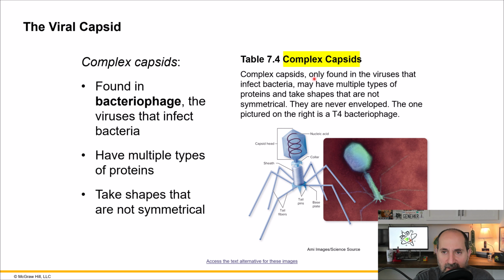Complex capsids, only found in the viruses that infect bacteria, may have multiple types of capsid. So, for example, they can have an icosahedral head with a helical tail. See, so that's known as a complex capsid.